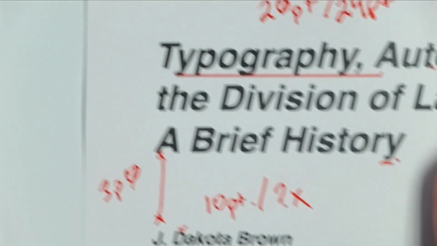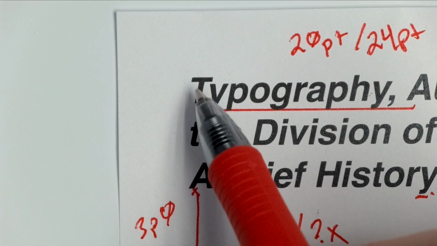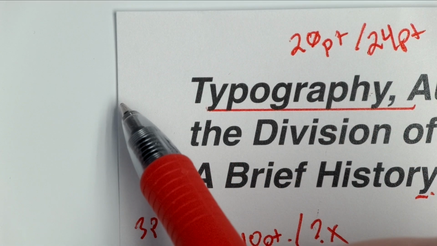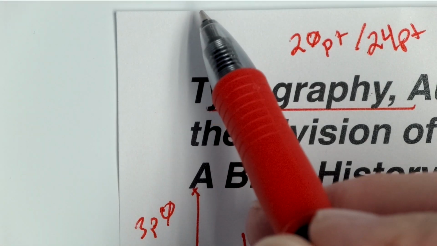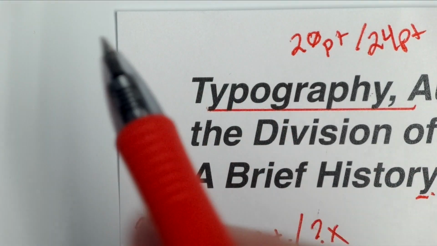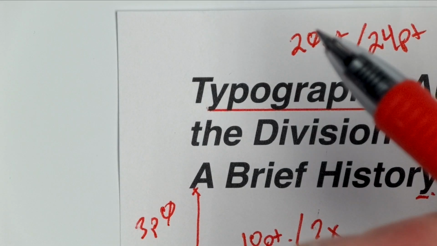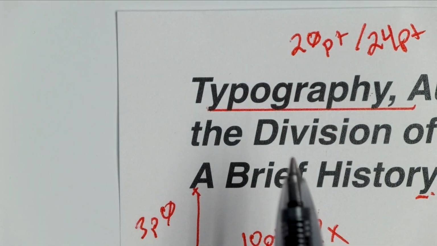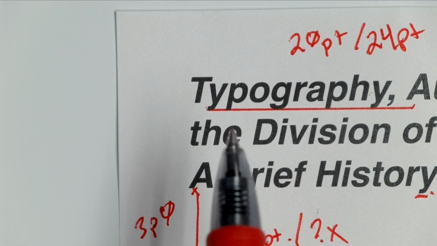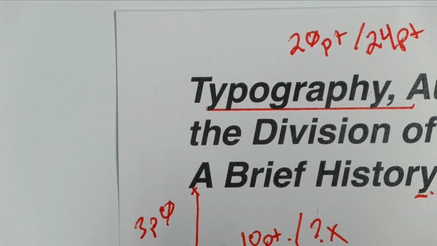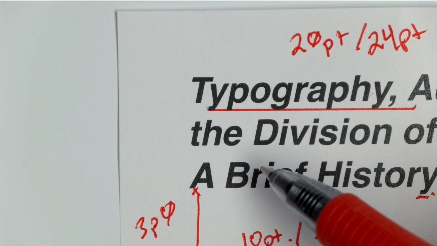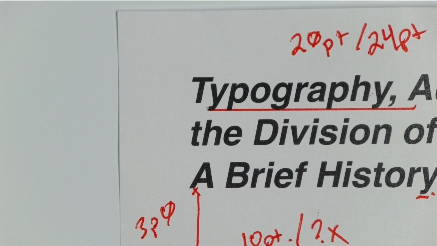Now I could do the same thing with how far this frame is from the edge of the page, or from here to the top of the page. I could start measuring those things as well. Again, I would be using picas. Whenever you're measuring elements on the page, I use picas. If I'm measuring type, I'm using points. Okay?